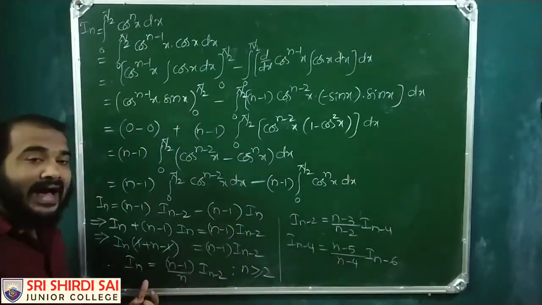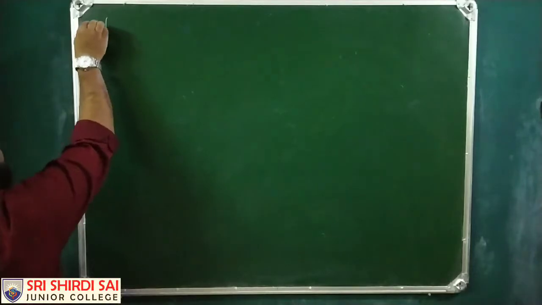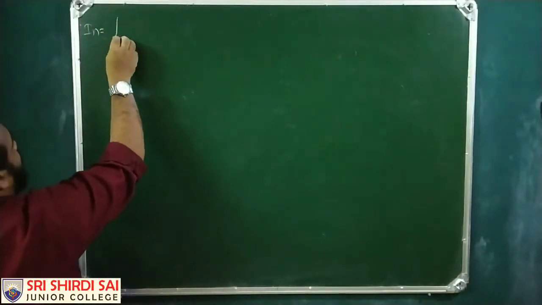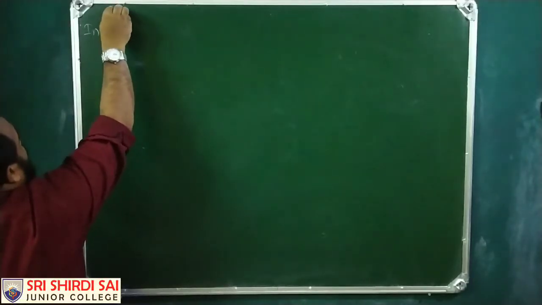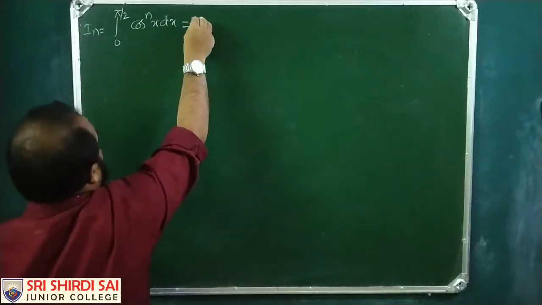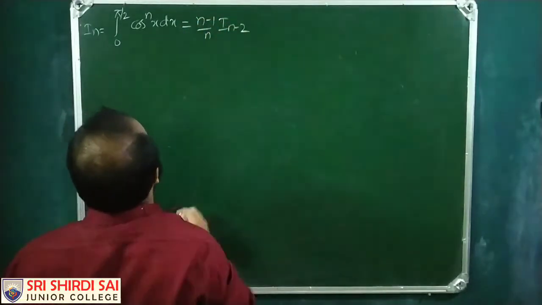So this will be valid as long as n is greater than 2 only. I_n is equal to the integral from 0 to pi by 2 of cos^n x dx, is equal to, how much did we get now? (n minus 1) by n, I_(n minus 2).